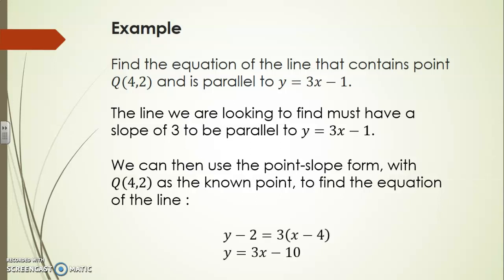y minus 2, where we're using 2 as the y1 element, has to equal 3, being the slope, times x minus 4, 4 being the x1 component. If the constants are distributed and the line is rewritten in canonical form, we will find that y is 3x minus 10.